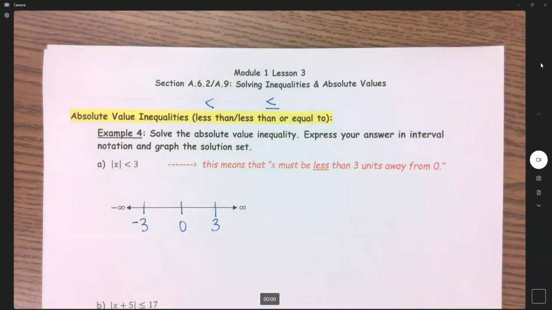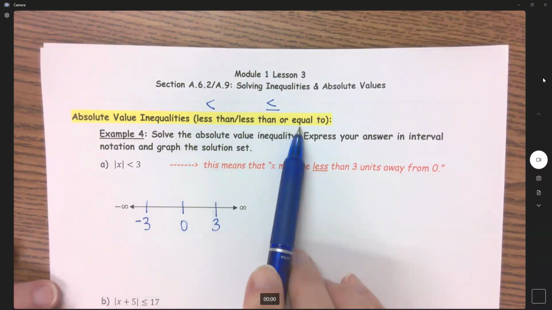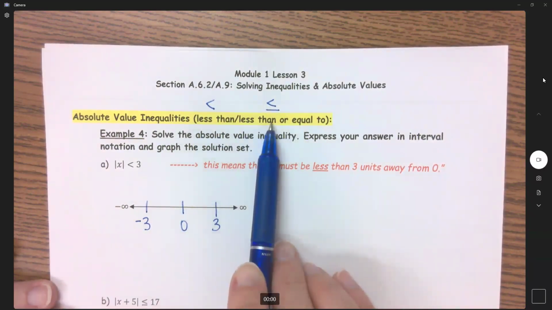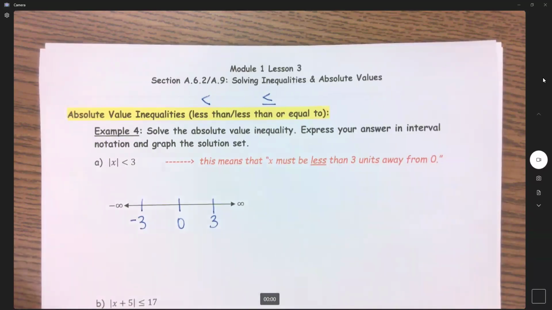Now let's put the past two concepts together and we're going to solve absolute value inequalities. I have labeled this page and then the next page by their symbols. On this page, we're going to go over less than or equal to absolute value inequalities, and you're going to see that these behave similarly. Then when we go to the next video on the next page and we go to greater than or equal to, those will all behave similarly.